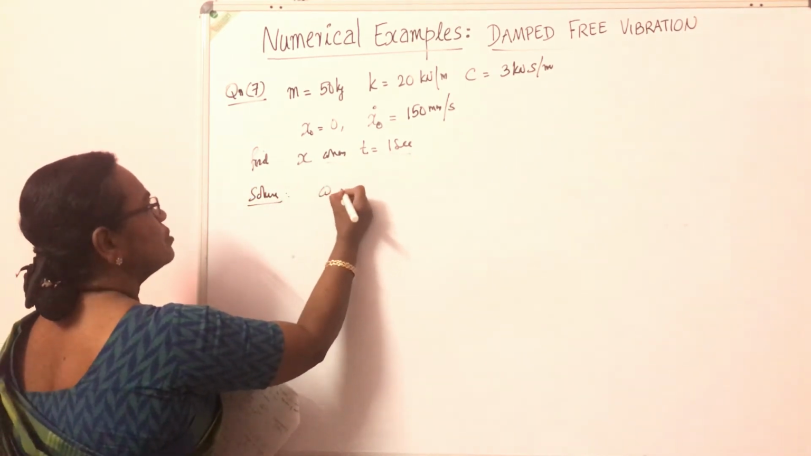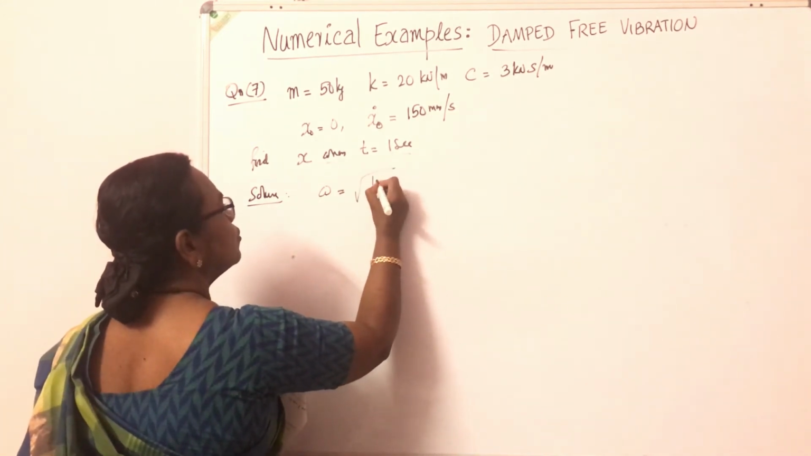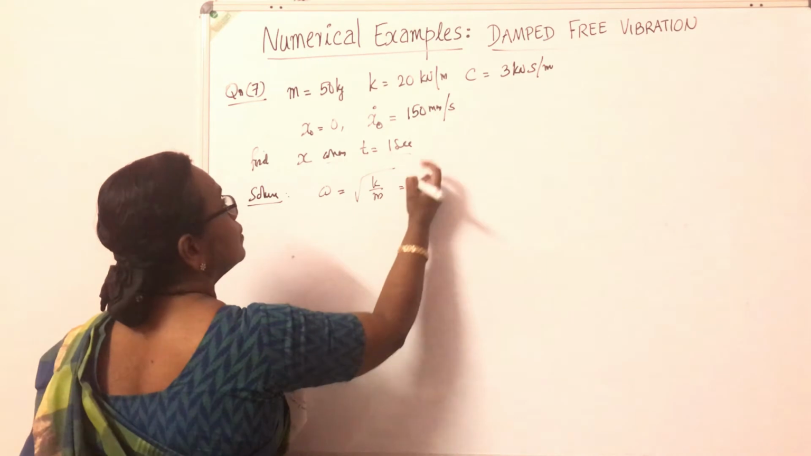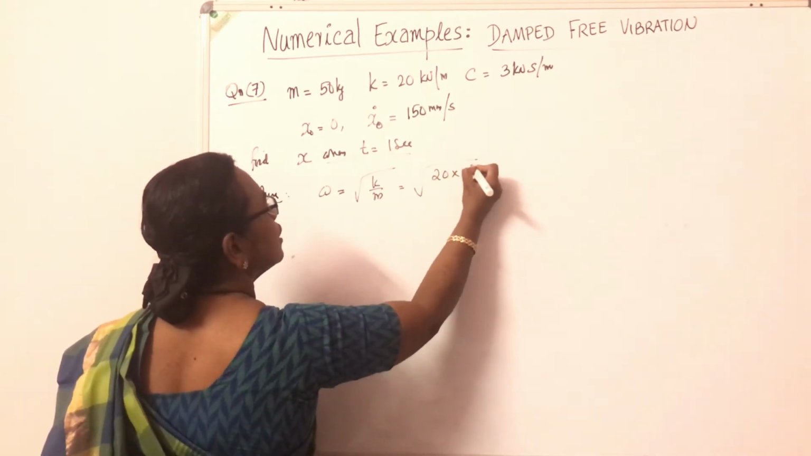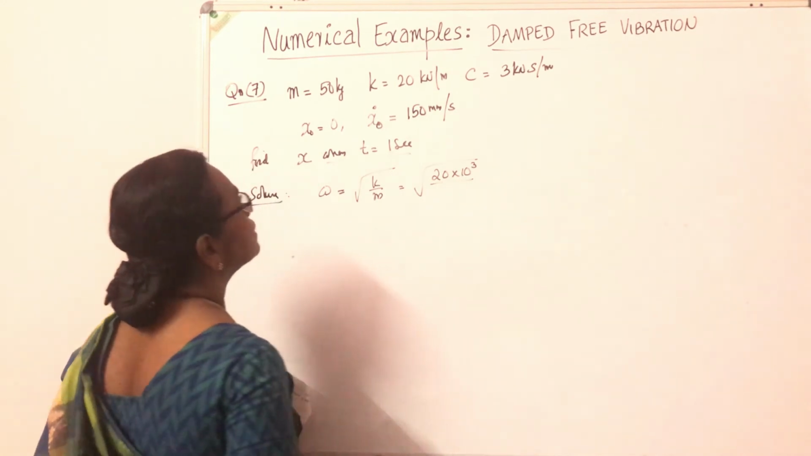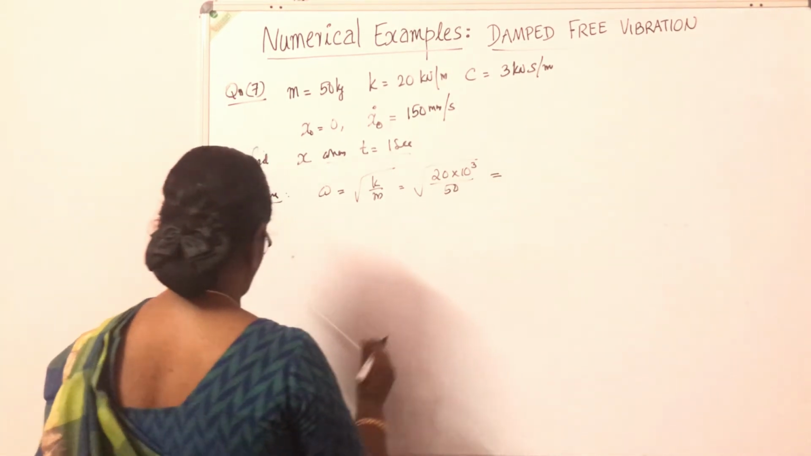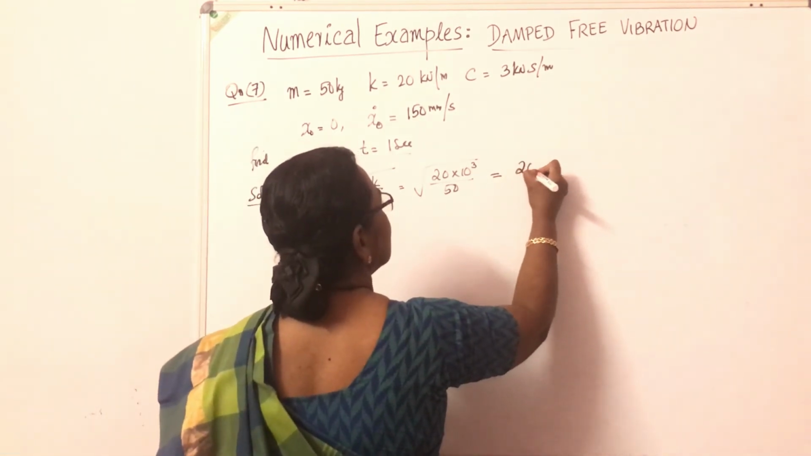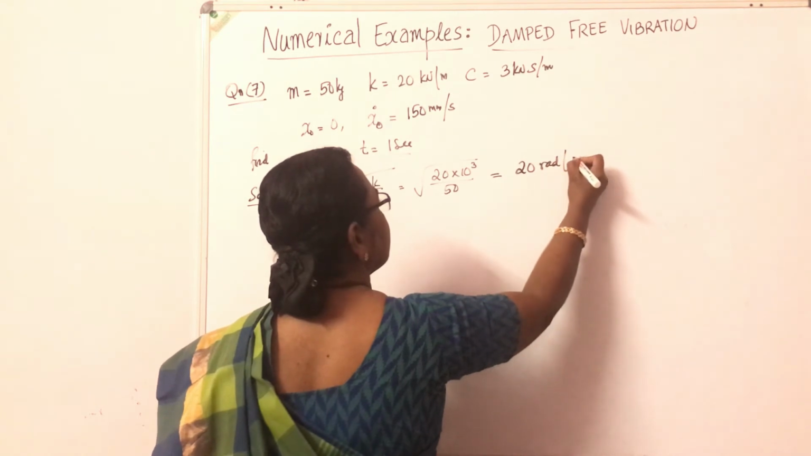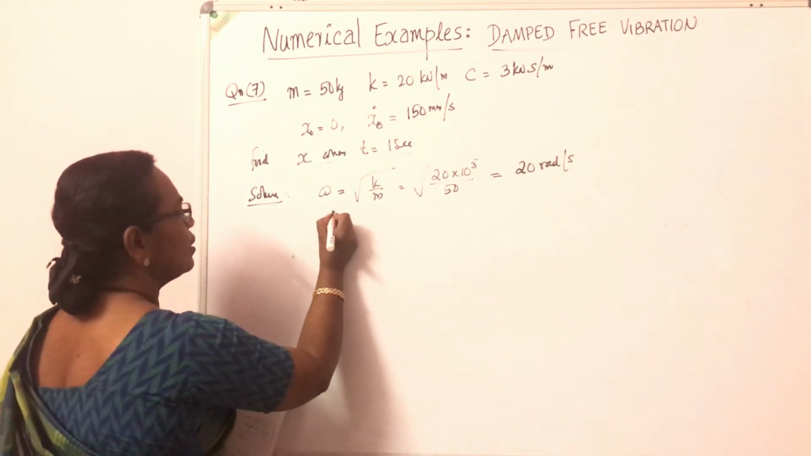Find out the natural frequency of the system. That's always the first step. Omega is equal to root of k by m. K is given as 20 kilonewton per meter, so it is 20 into 10 raised to 3 newton per meter divided by mass 50. You will get the natural frequency of the system 20 radian per second.